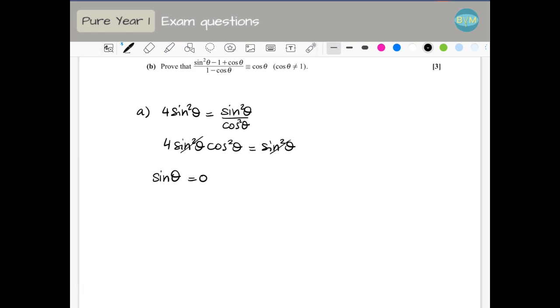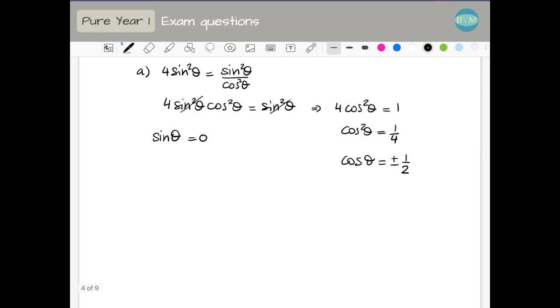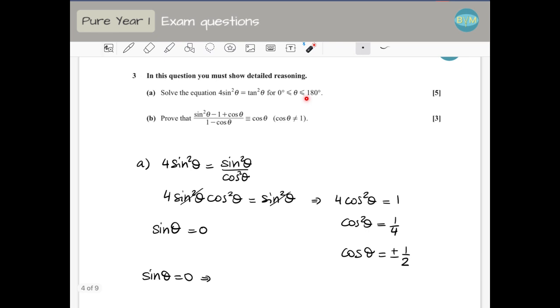And when I cancel, I would have 4 cos squared theta equal to 1, which means cos squared theta is going to be 1/4, which means cos theta is going to be plus or minus 1/2. So I have 3 possibilities: sine theta equals 0, cos theta equals 1/2, and cos theta equals minus 1/2. Sine theta equals 0 gives me 2 solutions in this interval, in the 0 to 180.